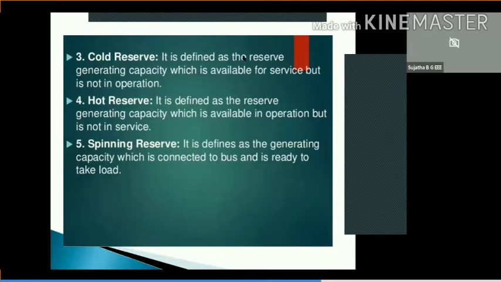Now we have the next term, what is cold reserve? It is defined as the reserve generating capacity which is available for service but is not in operation. See, in your power plant, it may be any type, thermal power plant or hydel power plant, whatever it may be, you will have some generators or units. You have to understand unit means a generator. They are running and supplying electrical power depending upon the load. Apart from this, you should have some reserve capacity.